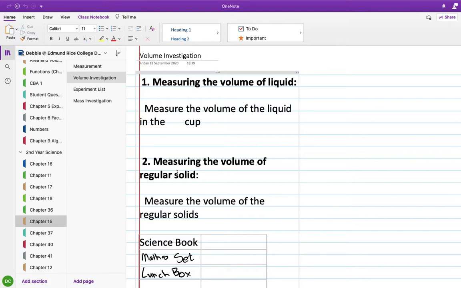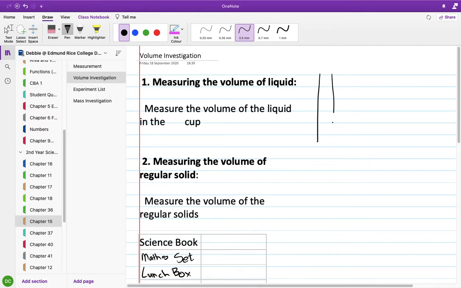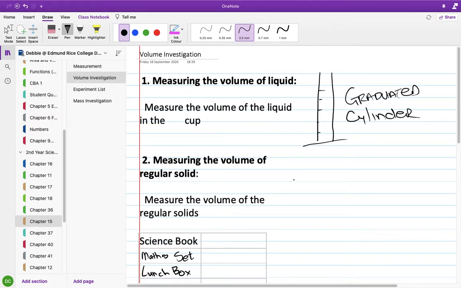Measuring the volume of liquid. So when we're measuring the volume of liquid in a lab, generally speaking, you use a graduated cylinder. You can get different sized ones and they have little markings up the side, and then you pour the water in and you should be able to measure it to a pretty high degree of accuracy.